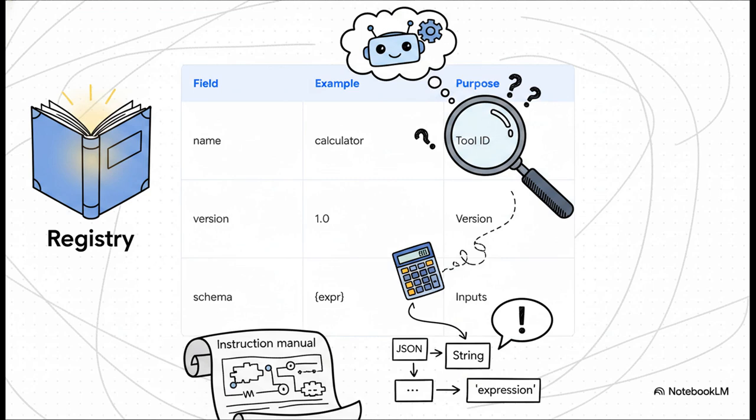This acts as the instruction manual for the LLM. The absolute most vital part here is the input schema. It uses JSON schema validation to clearly tell the LLM, hey, if you want to use the calculator, you have to provide an input called expression, and it has to be formatted as a string. This allows for intelligent tool selection and guarantees that the data coming from the LLM is properly structured before we ever try to run it. No garbage in, no garbage out.